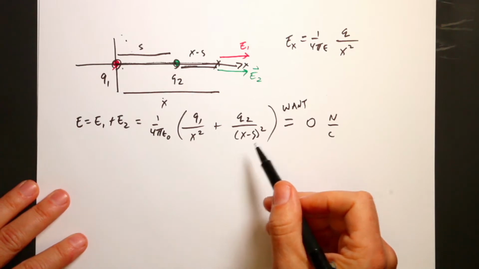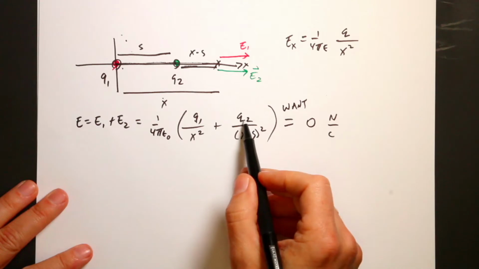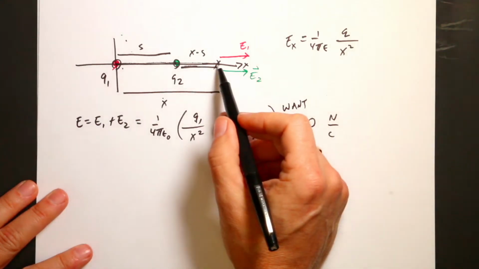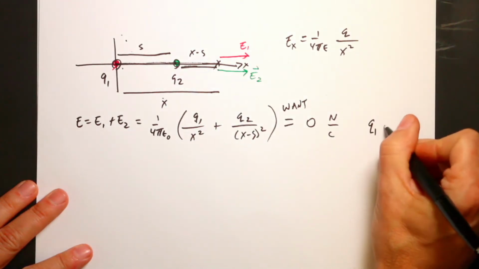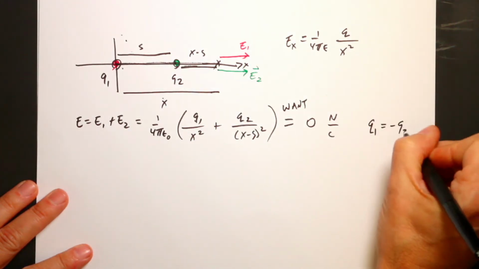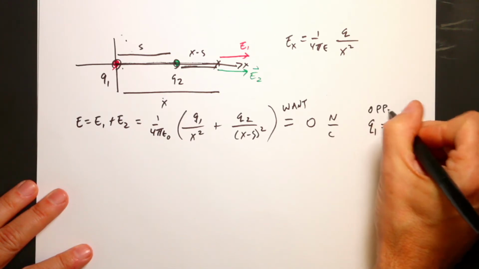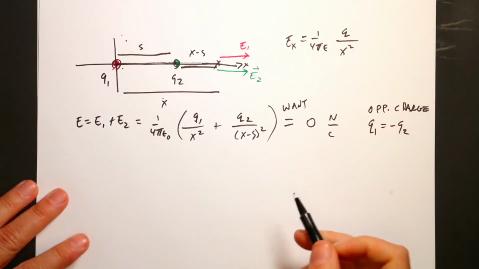So if I do that, I can solve for the location of X. Let's do that. Now remember, you can see right here that if Q1 and Q2 are both positive, this is not going to happen. It's not going to have a 0 electric field appear. It's impossible. So let's just put that Q1 equals negative Q2. And they're not even the same magnitude, but they have to be opposite charge. They have to be. Otherwise, it's not going to happen.